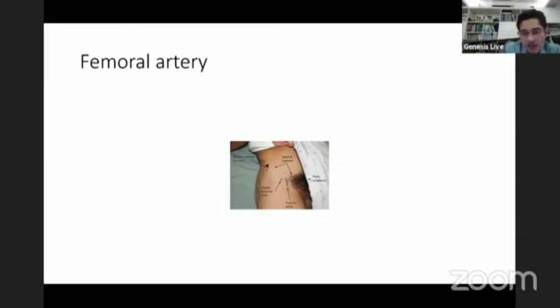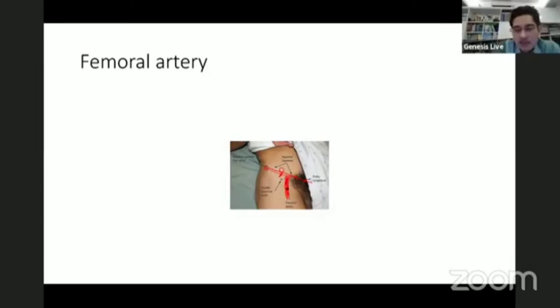The inguinal ligament starts from the anterior superior iliac spine and ends at the pubic tubercle. The mid-inguinal point is the midpoint between the anterior superior iliac spine and the pubic symphysis. So the mid-inguinal point is somewhere over here, and the midpoint of the inguinal ligament is somewhere over here, and the deep inguinal ring is somewhere over here, and the femoral artery is somewhere over here.